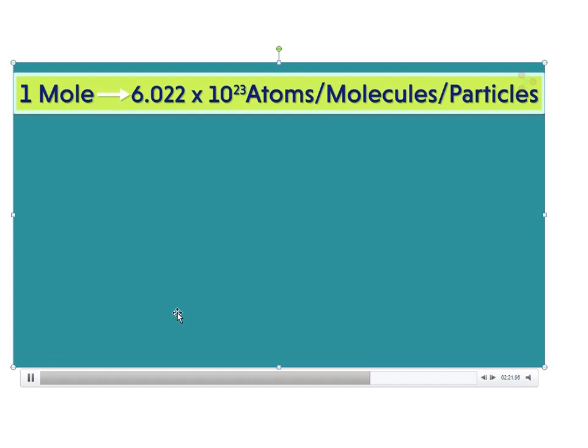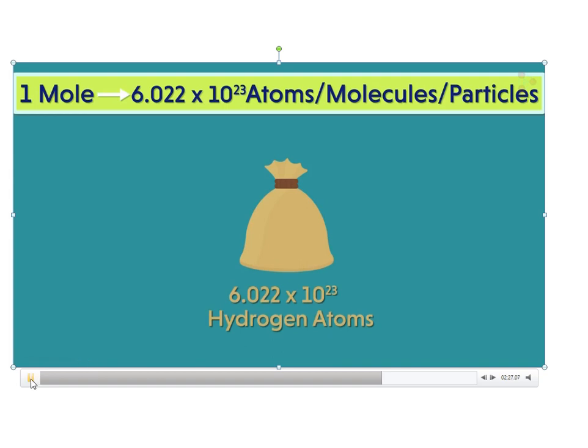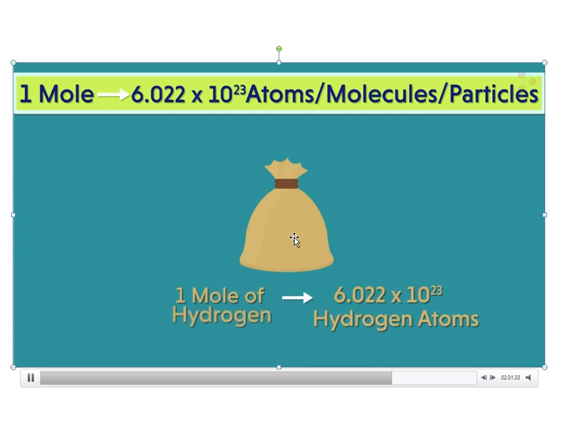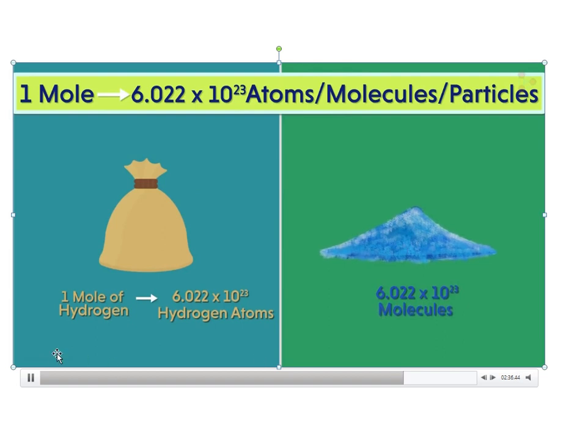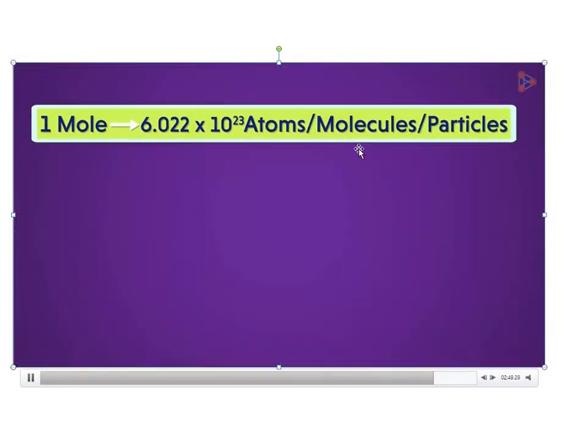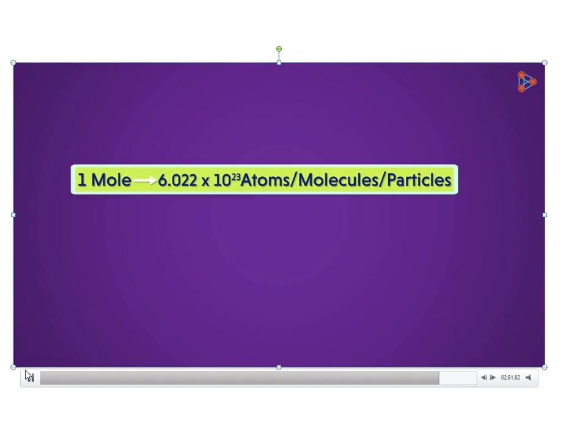Moving ahead, you need to know that if you have 6.022 into 10 raised to the power 23 hydrogen atoms, it means that they are 1 mole of hydrogen atoms. This must be known. And if there are 6.022 into 10 raised to the power 23 molecules of a compound, then there will be 1 mole of that compound. Here it is copper sulfate, which is blue in color. So 1 mole of any substance is this many particles, to be understood.